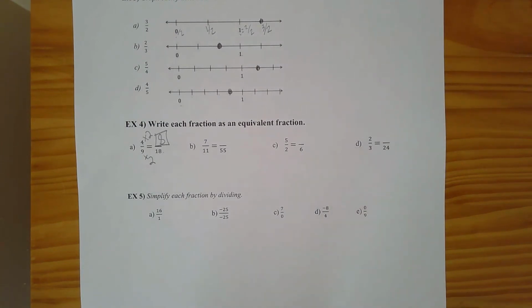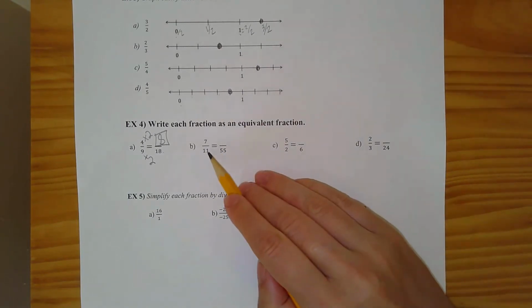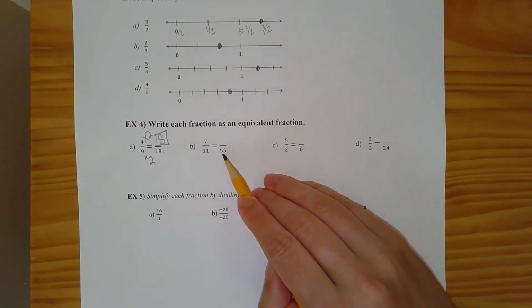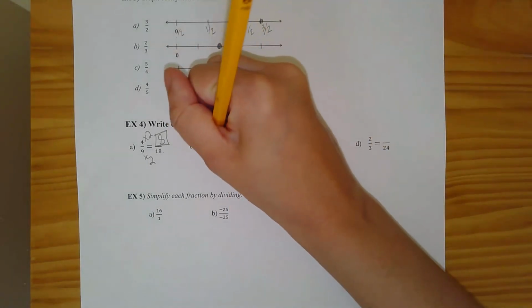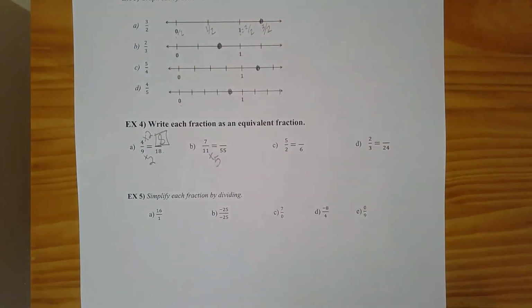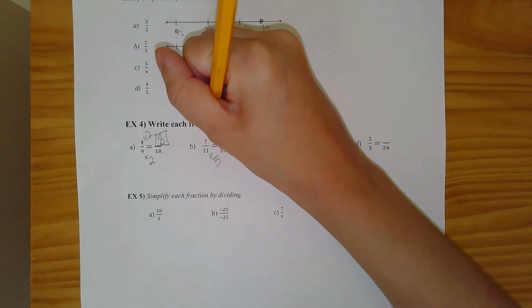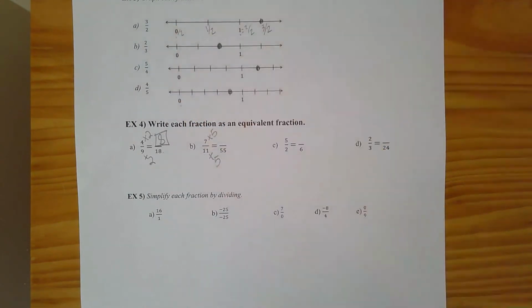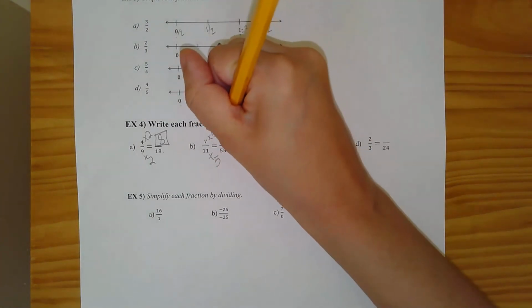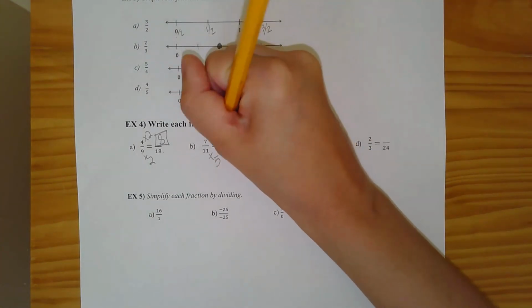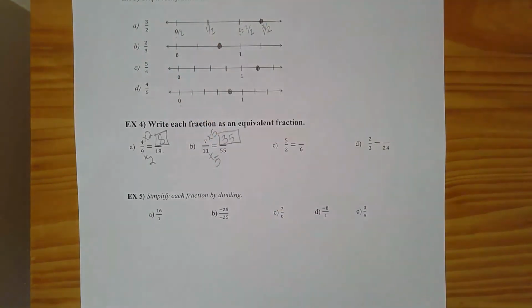In my next one, I have 7/11 equals blank over 55. So I'm thinking 11 times what gives me 55? 11 times 5 equals 55. So I will also multiply my numerator by the same thing. 7 times 5 is 35. So 7/11 is equivalent to 35/55. Those things are equal.